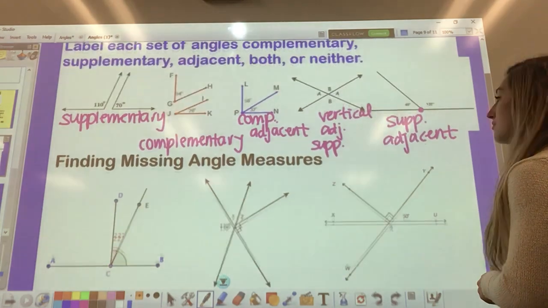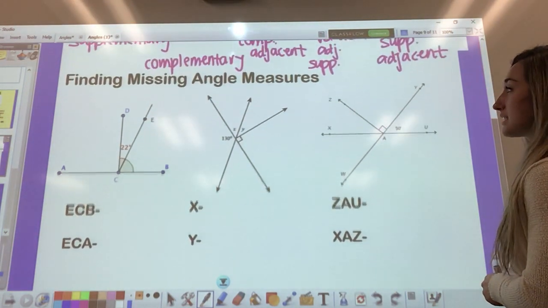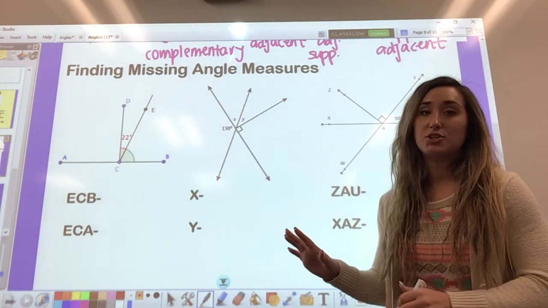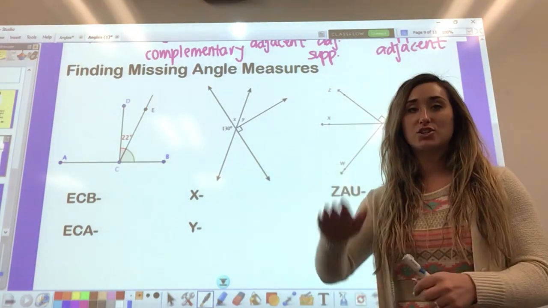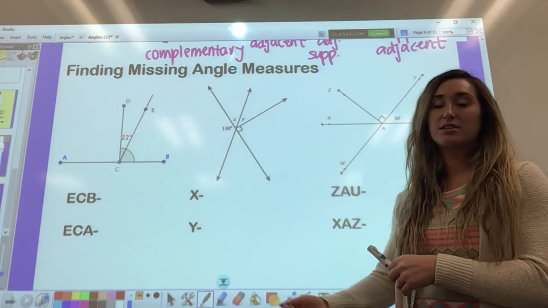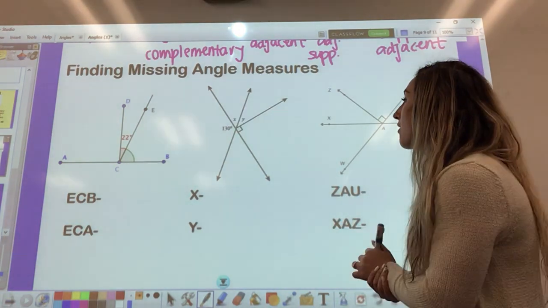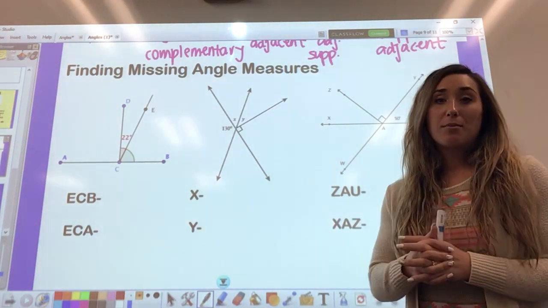Next thing that we're going to move on to are finding missing angle measures given different images. So again, these are going to be a little bit more complicated because there's more going on than just the straight line or just the right angle. So we're going to have to use a little bit more problem-solving skills here.